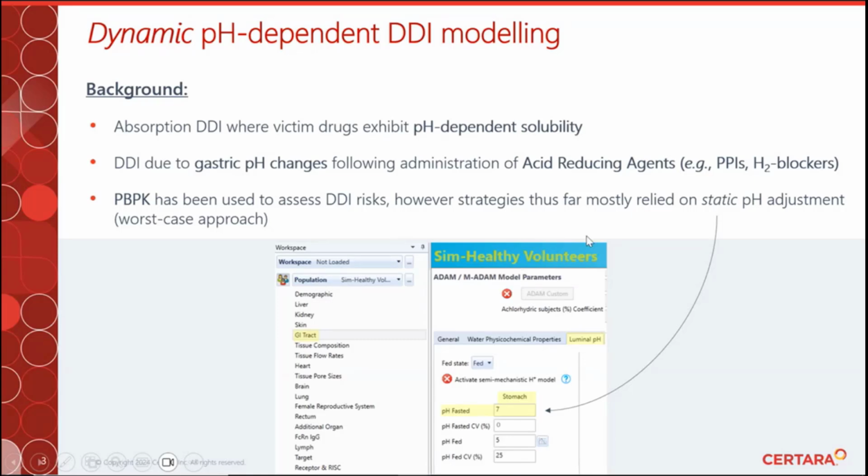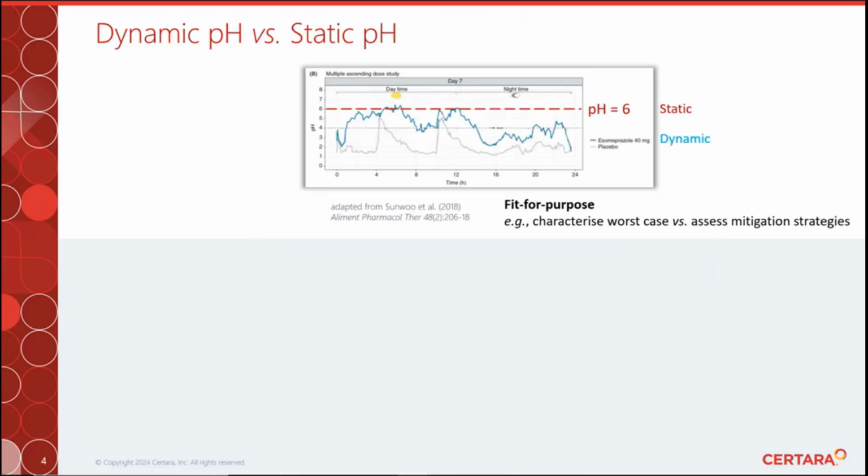However, the strategies so far mostly relied on a static pH adjustment approach, where the pH of the stomach compartment can be manipulated to resemble a worst case scenario. That's usually a value of 6 in terms of PPIs and a value of 7 in the case of H2 blockers. So what this means is that the gastric pH is maintained at 6 or 7 at all times using the static approach.